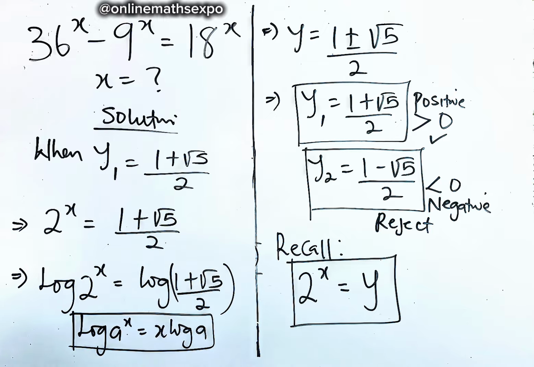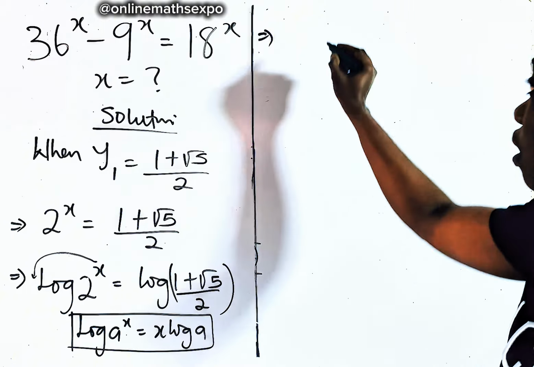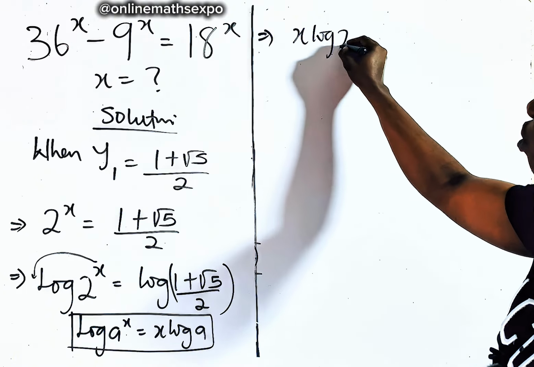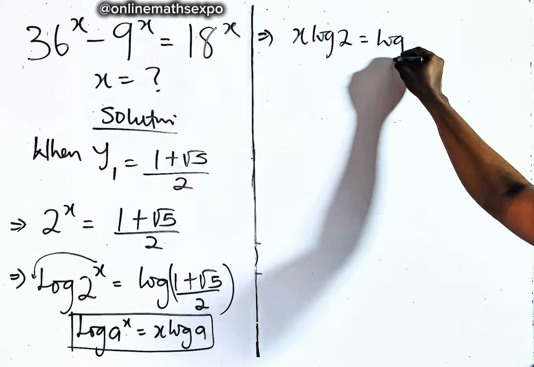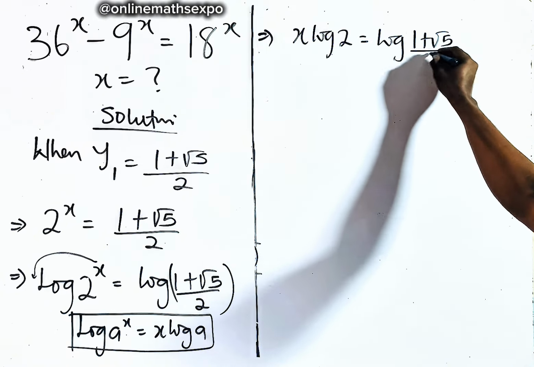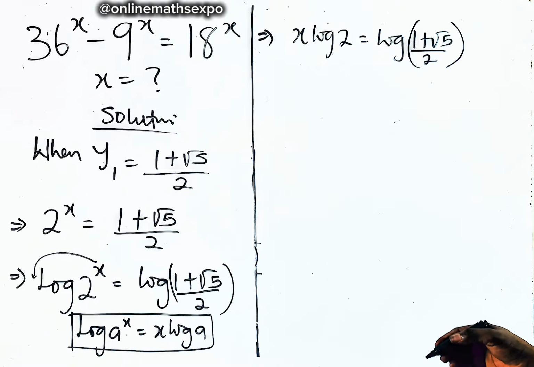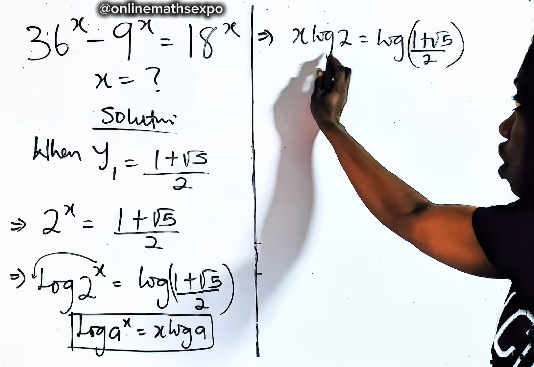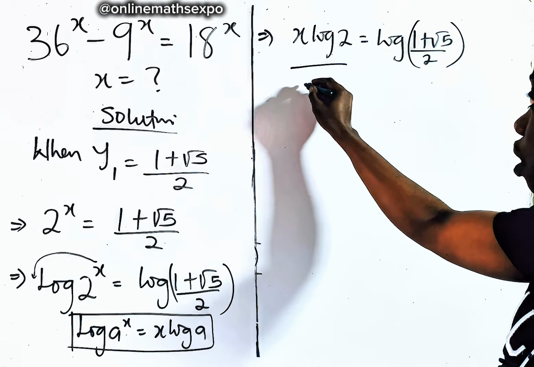To do that, this power multiplies, and it gives us x log 2 is equal to log of (1 plus root 5 divided by 2). To get x, these two are multiplying, so we're going to divide both sides.